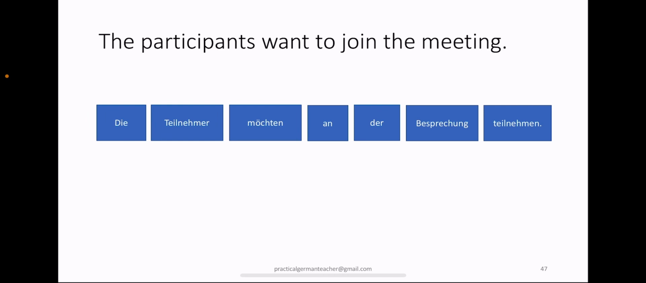Again, here I am using the preposition an. So please, when you learn the verb teilnehmen, learn it like this: an etwas Dativ teilnehmen, okay? Dative, so die Besprechung becomes der Besprechung. Again, you can use wollen. Können, I don't think it's appropriate over here. I don't think it's a mistake. So it can be möchten or wollen.